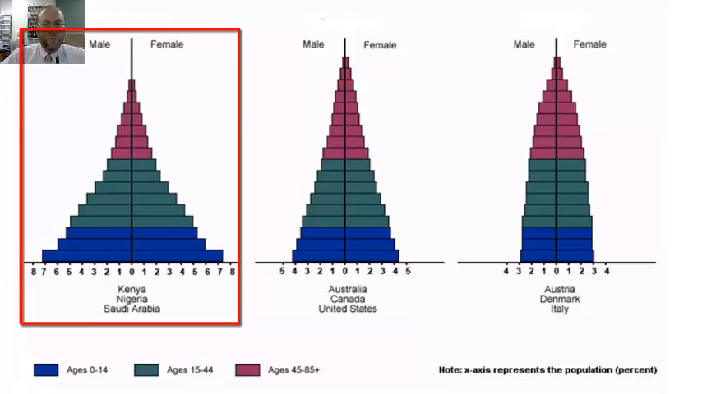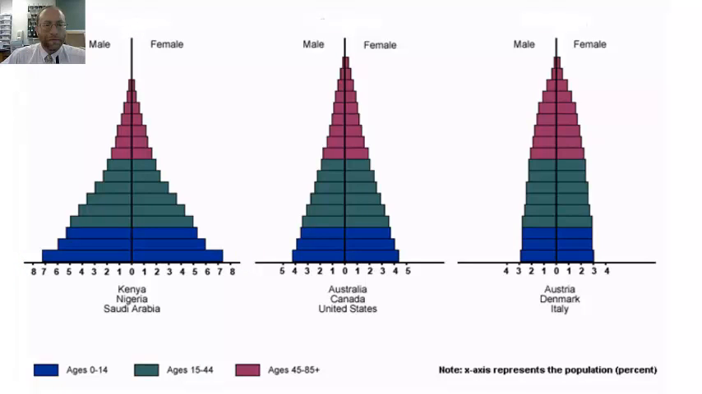If we start off with this one over here, where we're looking at Kenya, Nigeria, and Saudi Arabia, this is what those typically look like. You see it looks like a pyramid, and it goes up shallowly, and you see how there are significantly more children than there are reproductive adults. So when these children grow up to become reproductive, the number of reproductive adults is going to be quite a bit greater than what there is today. So this type of age structure diagram is showing rapid growth.